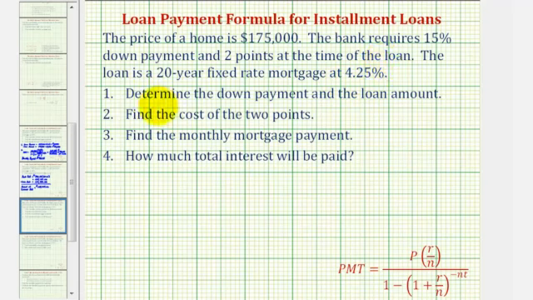Number one, we want to determine the down payment and the loan amount. Number two, we want to find the cost of the 2 points. Number three, find the monthly mortgage payment. And number four, how much total interest will be paid over the life of the loan.